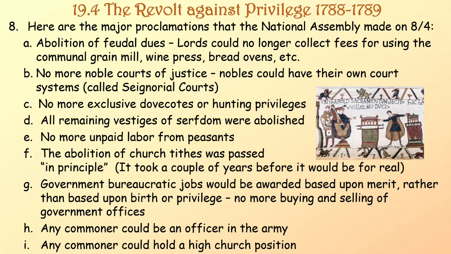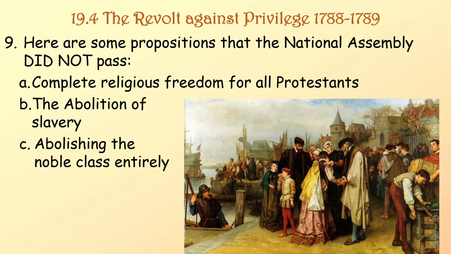7, government bureaucratic jobs would be awarded based upon merit rather than based upon birth or privilege. No more buying and selling of government offices. 8, any commoner could be an officer in the army. And 9, any commoner could hold a high church position.